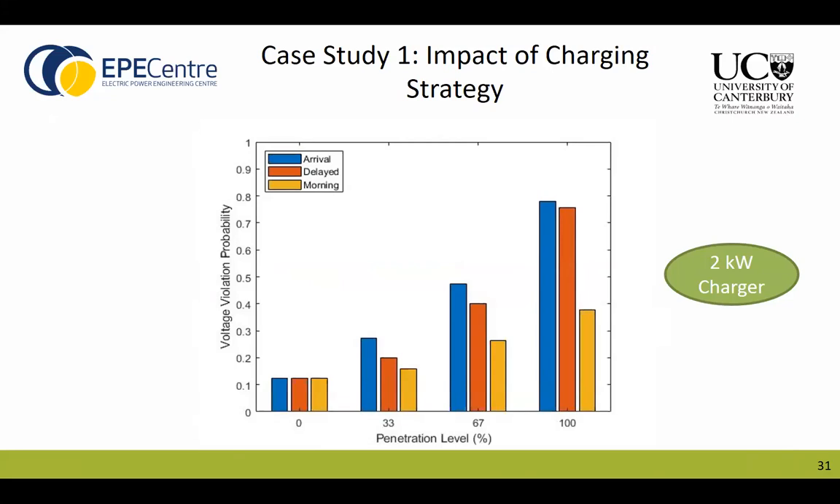For all charging strategies, that's arrival, delayed, and by morning, we can see that the voltage violation probability increases with penetration level. The by morning strategy consistently provides the best performance. That's the bar indicated in yellow there. And we can also see that delayed charging, so if charging is delayed to 9 PM at night, provides improved performance against simply charging when you arrive. However, the extent to which this provides an improvement decreases as the penetration level increases. Again, it's important to note that this corresponds to the 2 kilowatt charger.